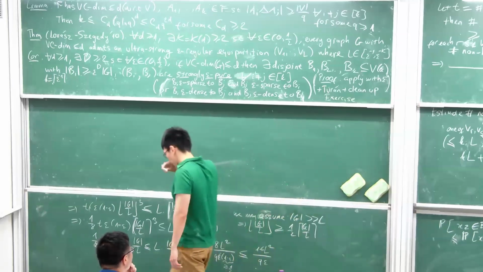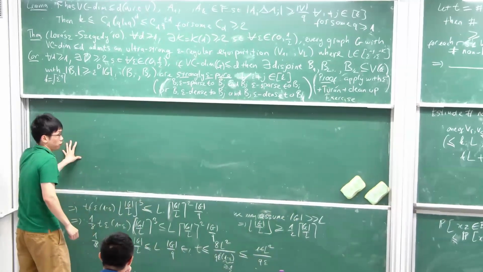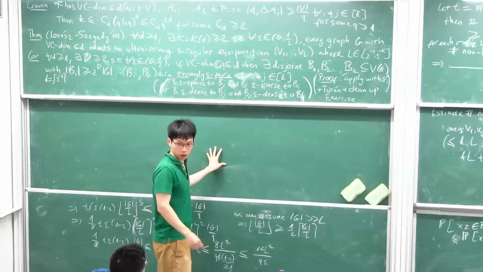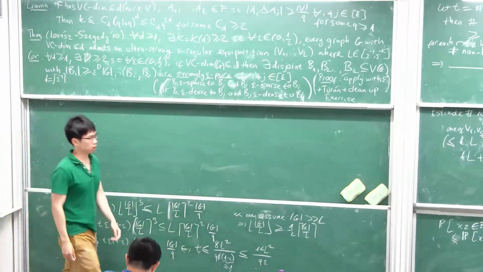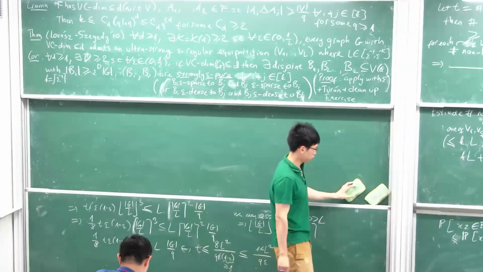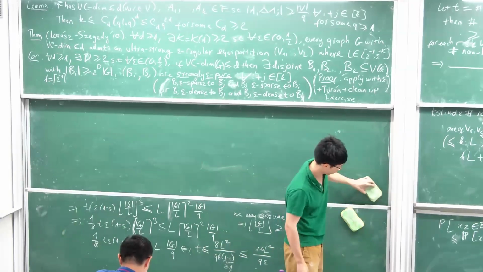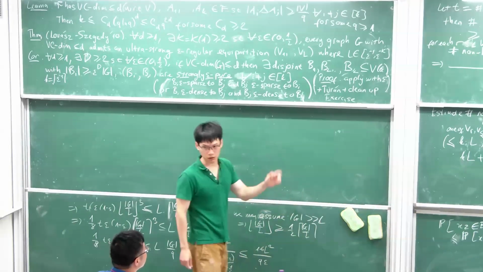Okay, so now we go to Erdős-Hajnal for graphs of bounded VC dimension. So how large is K? K is about epsilon inverse. We choose K to be about epsilon inverse, so that the cleanup business can be done.